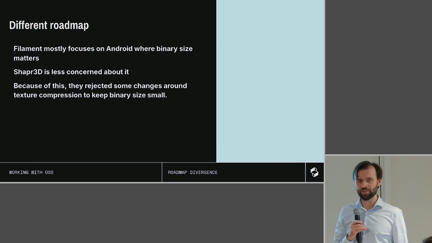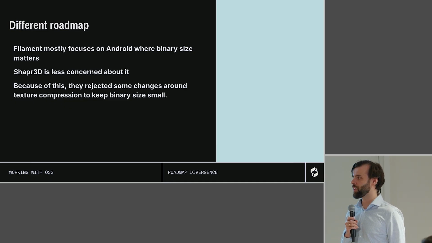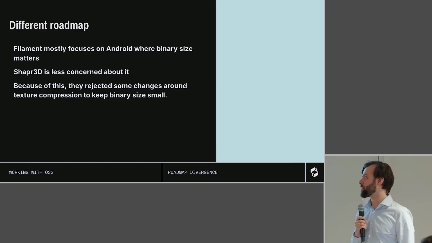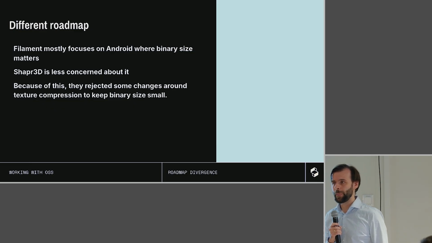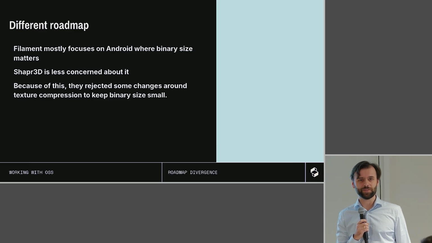Another example is binary size. The Filament team is very, very adamant on keeping the binaries small. I guess this is also because of Android.